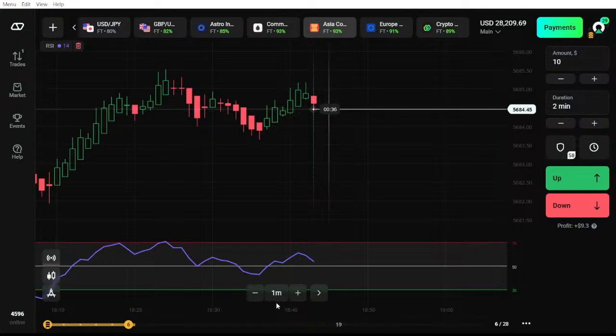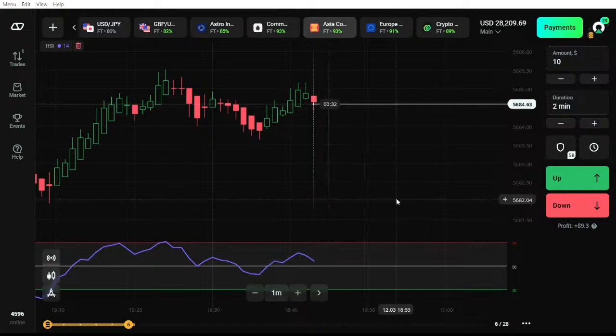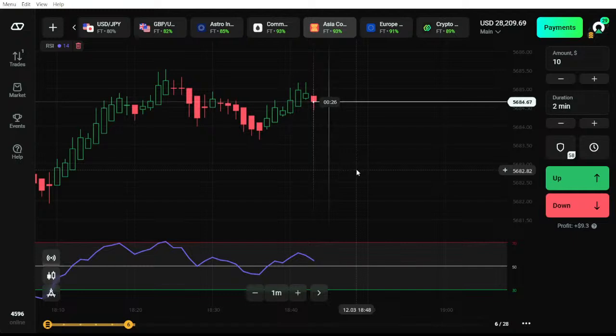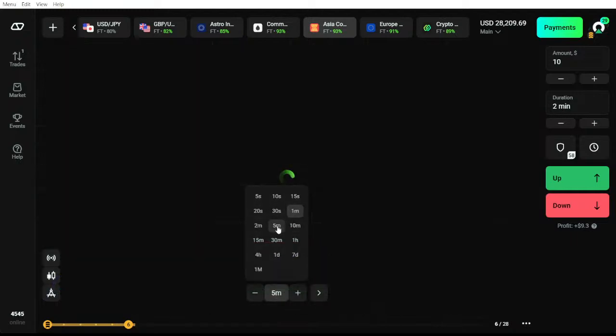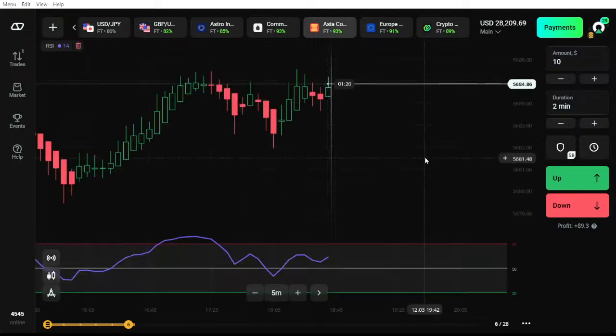So right now we have applied the chart time frame for 1 minute. So why I have said the trade time frame should be 2 to 3 candles? Because 1 minute chart time frame means 2 to 3 candles means a 2 to 3 minute trade. If I change the chart time frame from 1 to 5, then it should be 10 to 15 minutes.